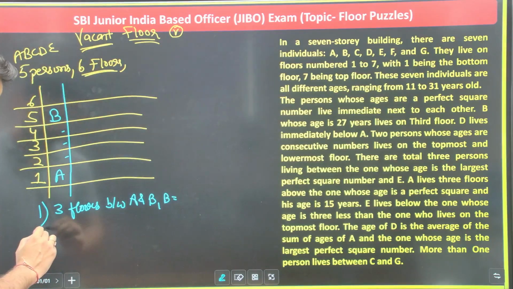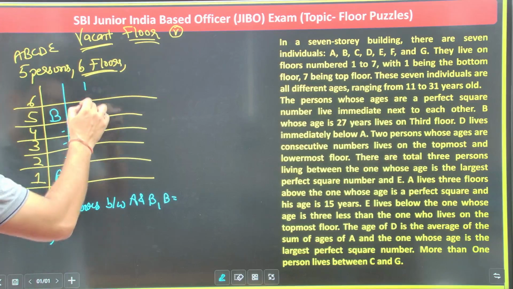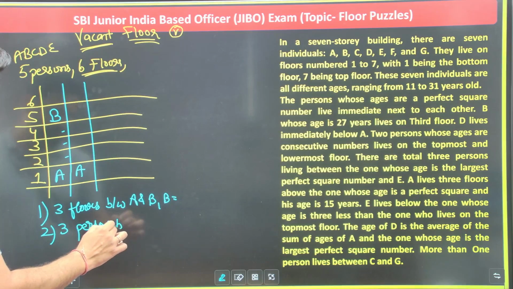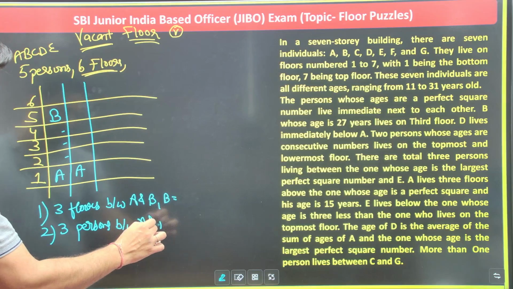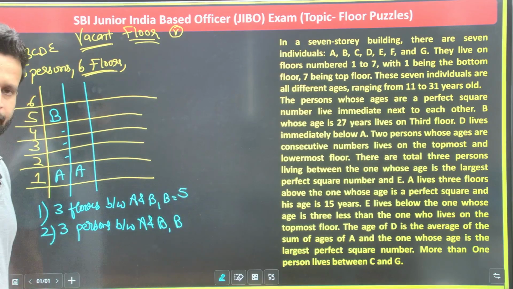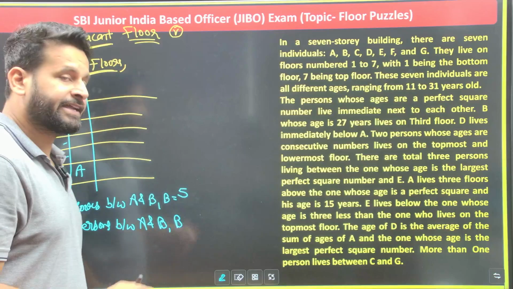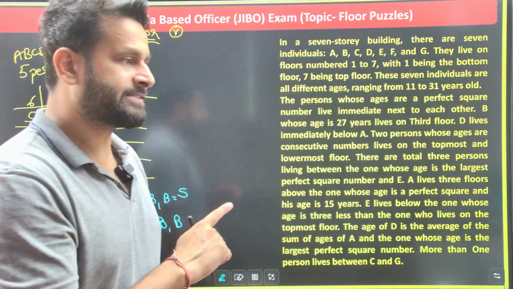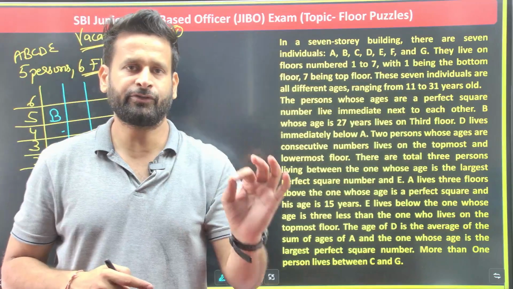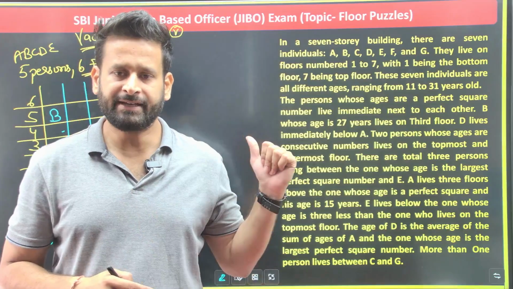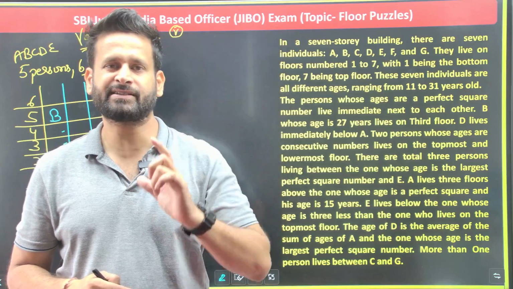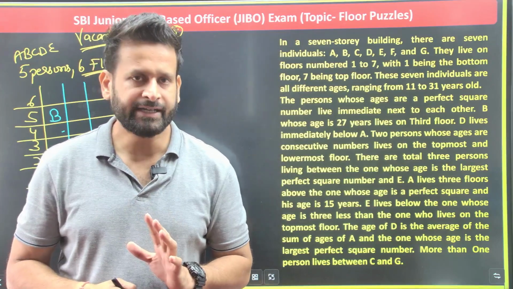Next condition. This is A, okay? 3 persons between A and B. So B will be at 5th floor. 3 persons between A and B, right? Now in the previous example, because number of floors is equal to number of persons, on every floor one person was sitting. Here the case is different. Number of floors are more, persons are less. Floors are 6, persons are 5. So one floor has to be vacant.